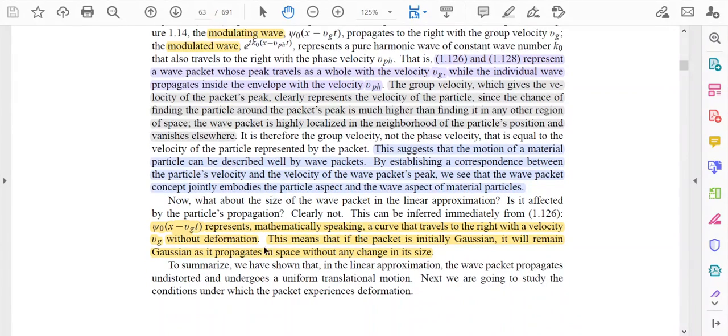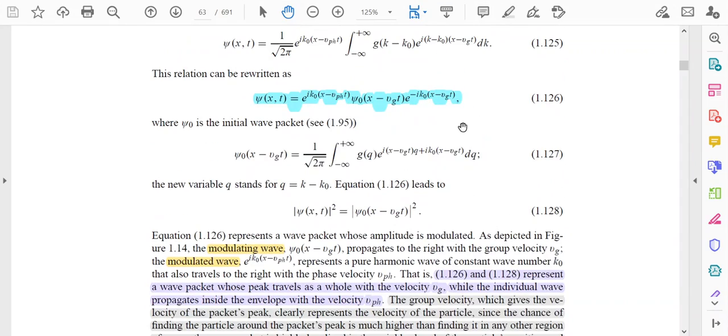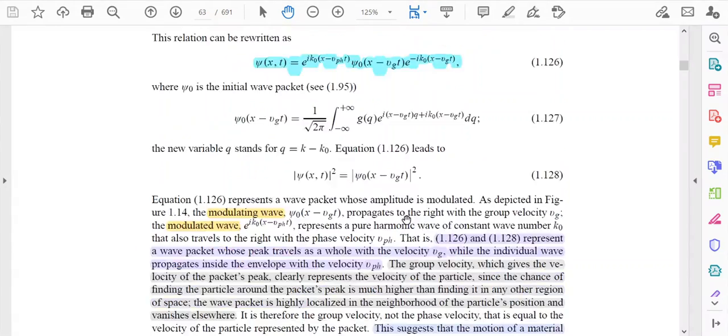Another important thing is that when we describe the motion of the particle in terms of the wave packet, by establishing a correspondence between the particle's velocity and the velocity of the wave packet's peak, we see that the wave packet concept jointly embodies the particle aspect and the wave aspect of the material particle. Looking at equation 1.126 again, you also see equation 1.128, which says that mod psi of x,t whole squared is equal to mod psi 0 of x minus vgt whole squared.